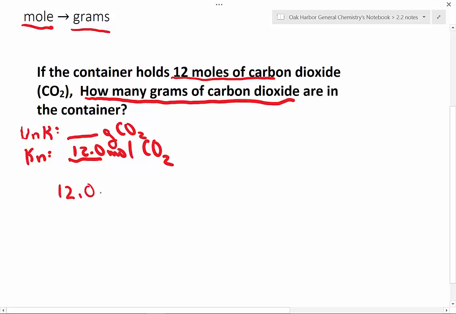So we're going to start this problem by writing down what we know, 12.0 moles of CO2. And we're going to think about how we can use a unit multiplier to make this unit disappear. So we're going to put that unit down below, moles of CO2. And we want our new unit to be this one right here. So we're going to put grams of CO2 on the top. And then we're going to ask ourselves, do we know a relationship between grams and moles? Well, that relationship is the molar mass.